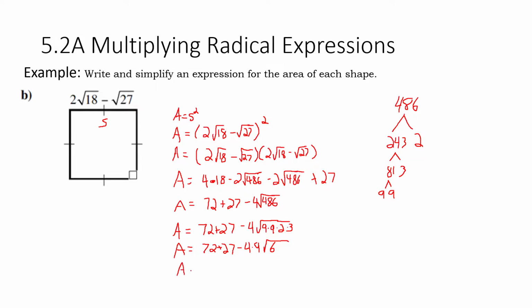One more line, and we've got it. Let's actually add these together. 27 plus 72 is 99. And then minus 4 times 9 is 36 root 6. Root 6 doesn't have any further things to simplify from it.